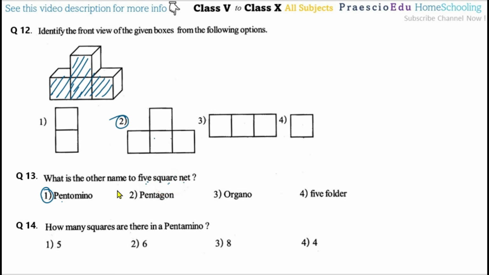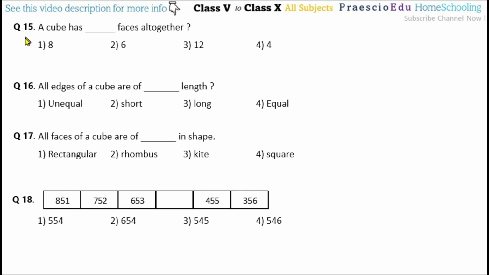5 squares. Okay, so we have already seen this type of example just before. Now question number 14, how many squares are there in a pentomino? So there are 5 squares, so option number 1 is the correct one. Then question number 15, a cube has dash dash faces altogether. So there are 6 faces, means option number 2 is the correct one.